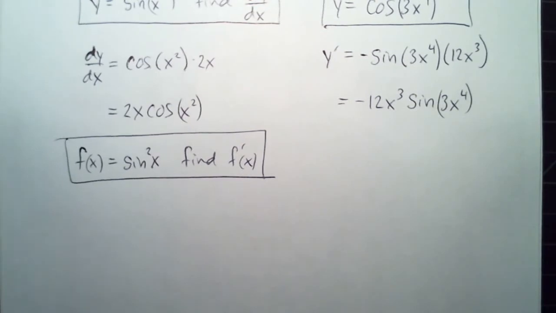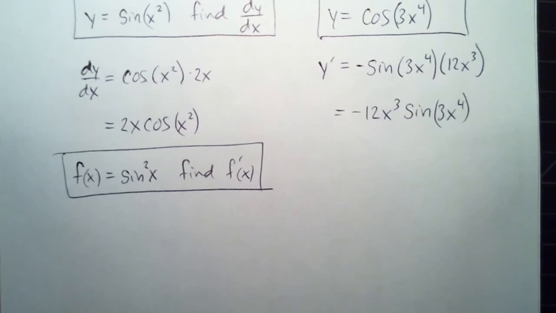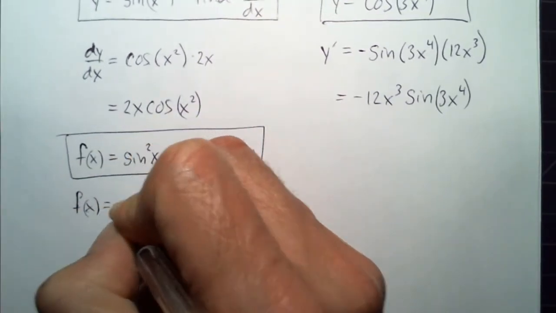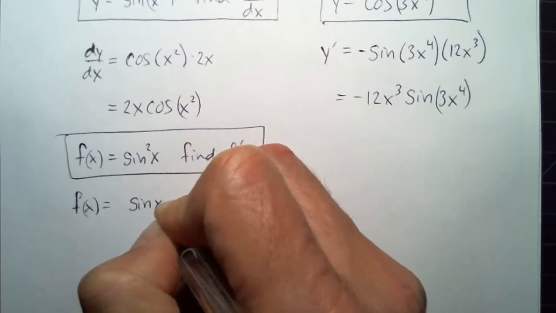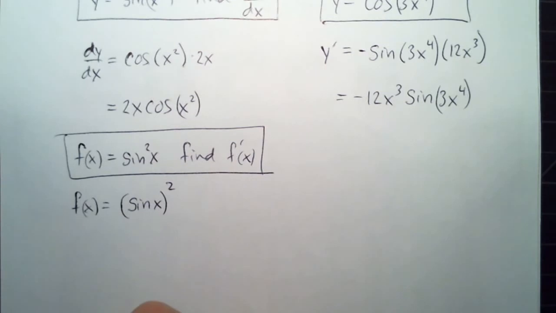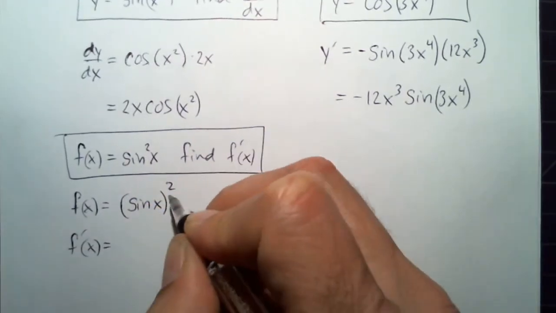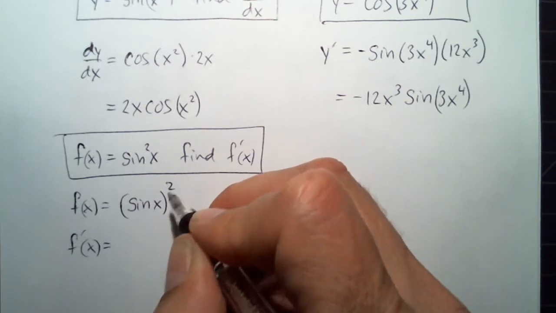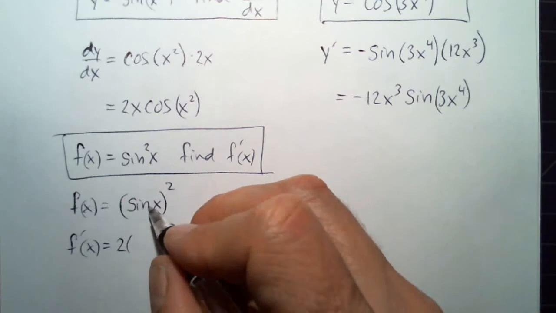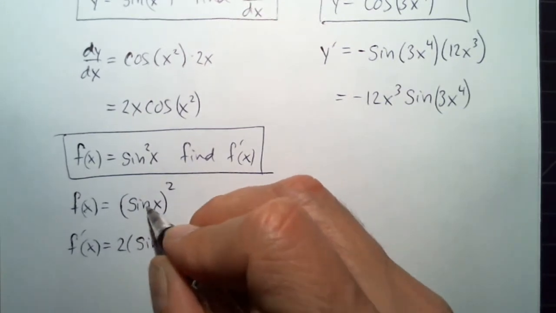Okay, and then we have to remember what this notation means. It means sine squared. So if we rewrite it and show that sine is the inside and squaring is the outside, then we can see how to find the derivative. We'll do the derivative of the outside, leaving the inside the same, times the derivative of the inside.